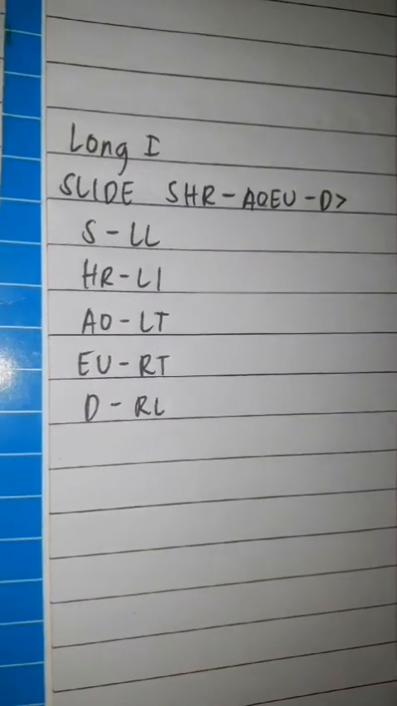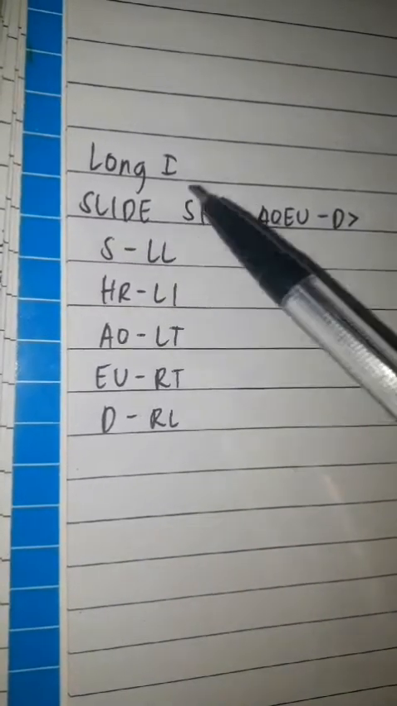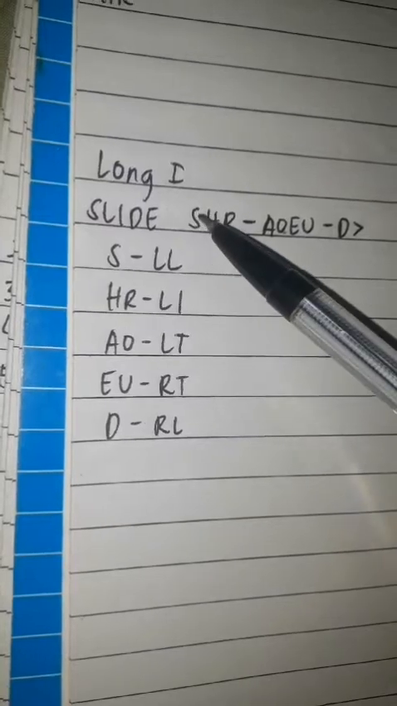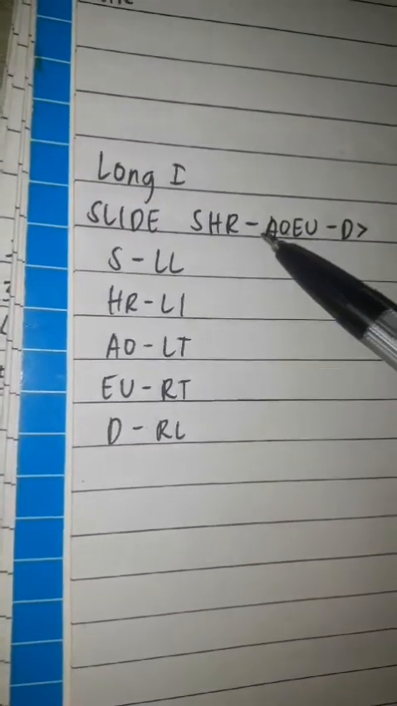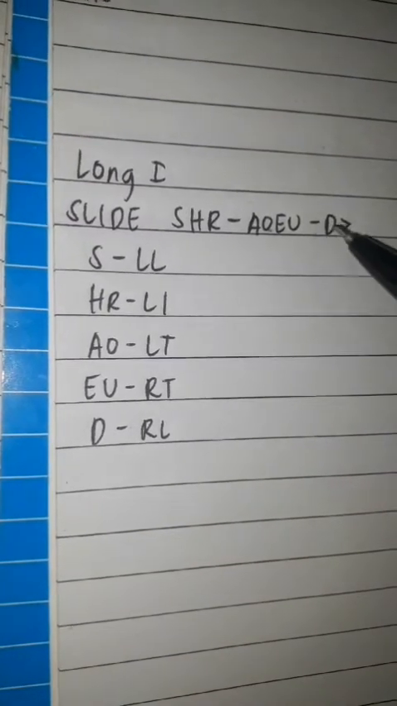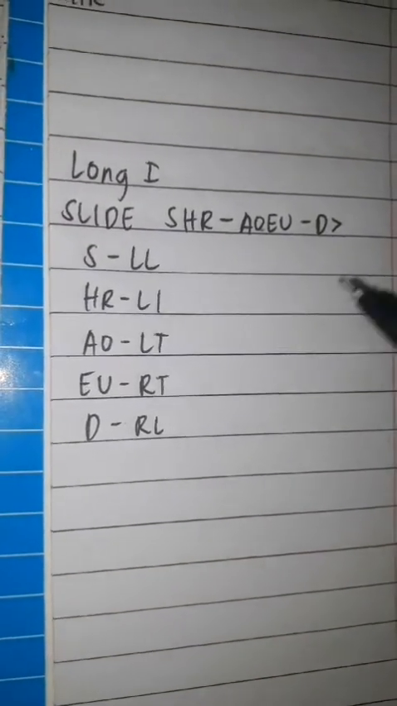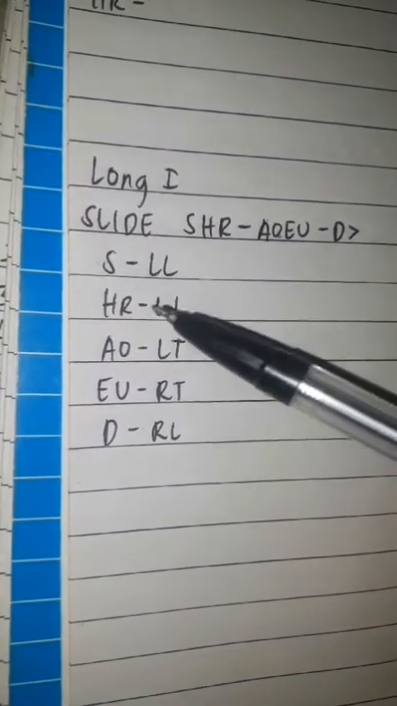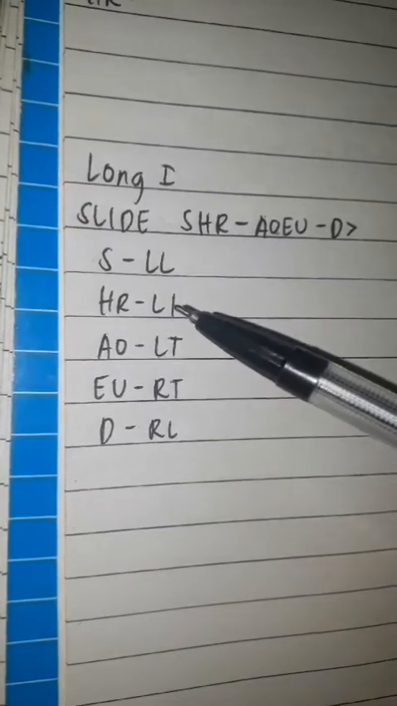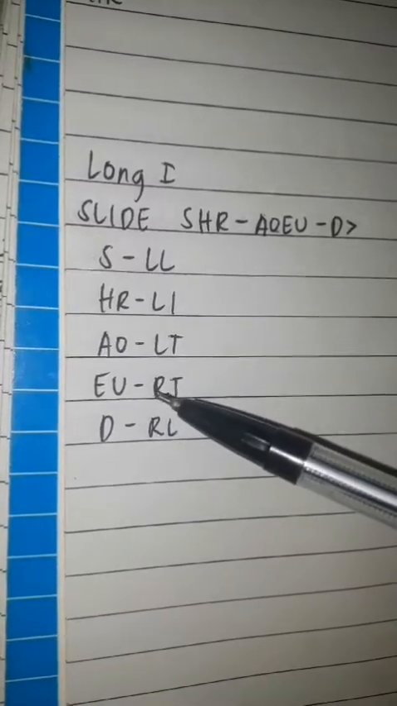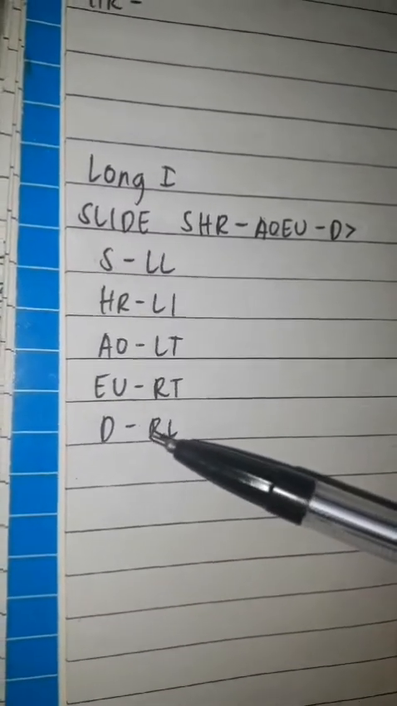So next we have the long vowel I. For example, the word is slide. So the codes for this, we have initial letters SHR, vowel AOEU for long I, and ending letter D, then release. So the assigned fingers, for S, we have left little, HR for left index, AO for left thumb, EU for right thumb, and D for right little.